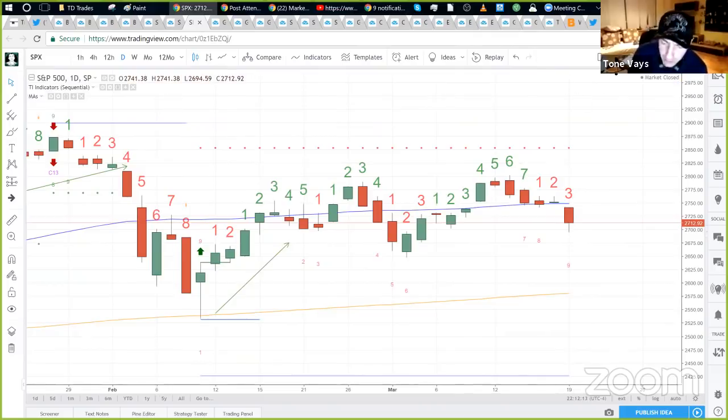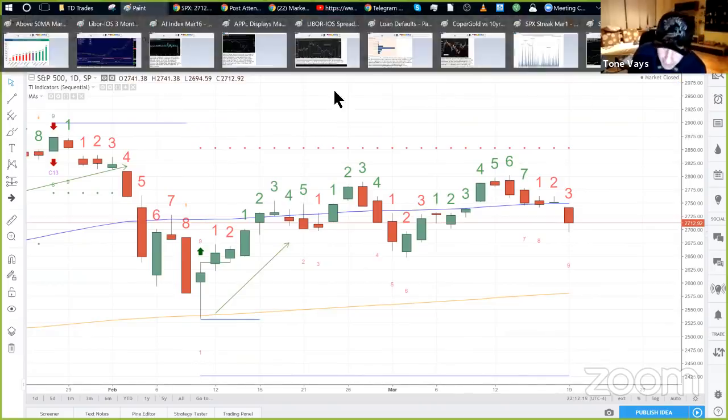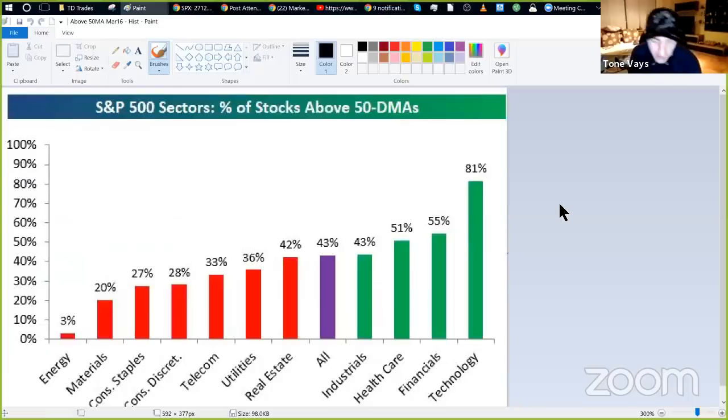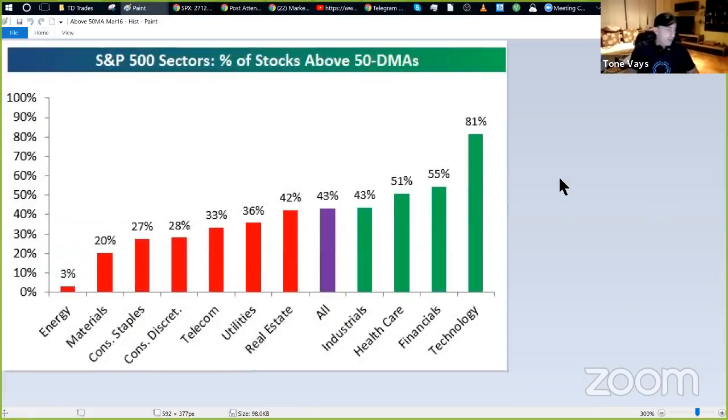Now, let's talk about some fundamentals of the stock market. Where do we begin? Let's begin here. The percent of stocks above the 50-day moving average. Look at the tech sector. The tech sector is absolutely crushing it. 81% of stocks in the technology sector are above the 50-day moving average. Only 3% of stocks in the energy sector are above the 50-day moving average, okay?